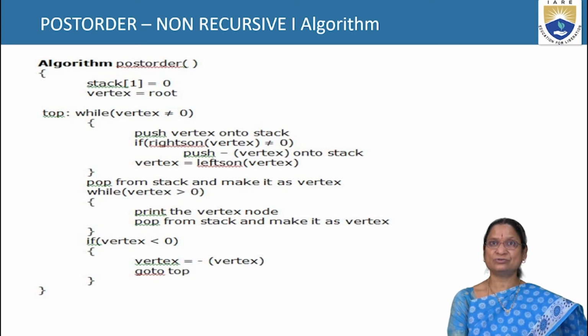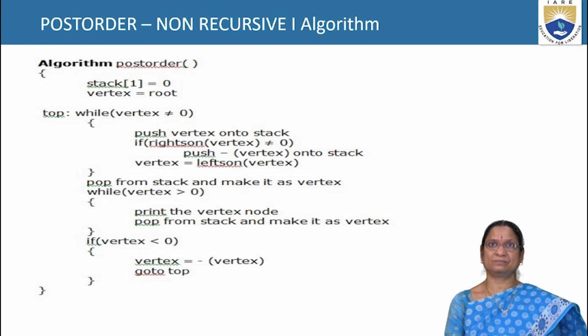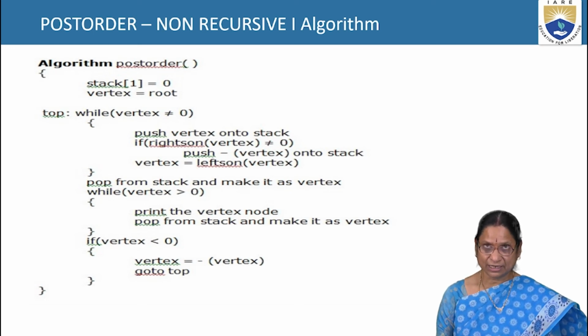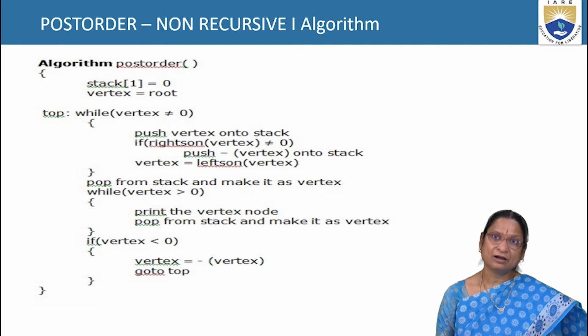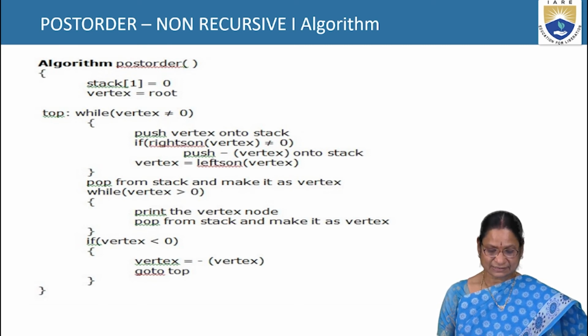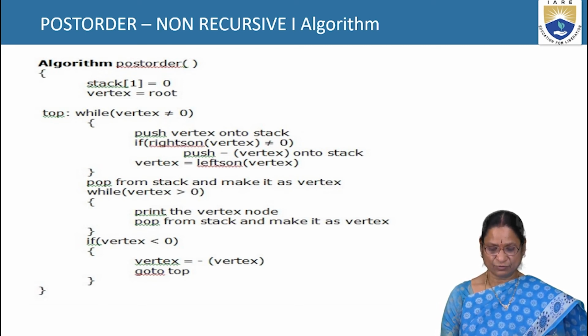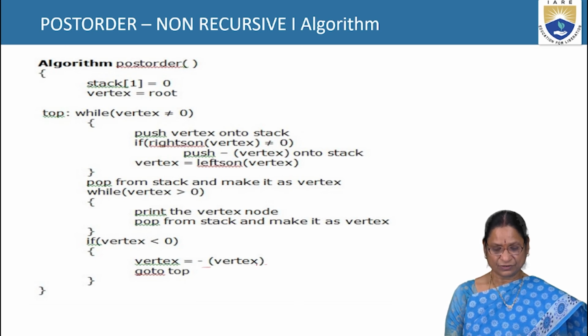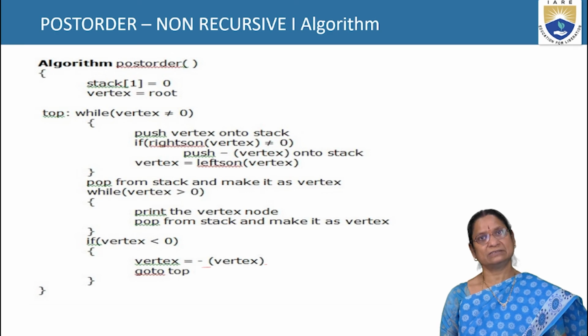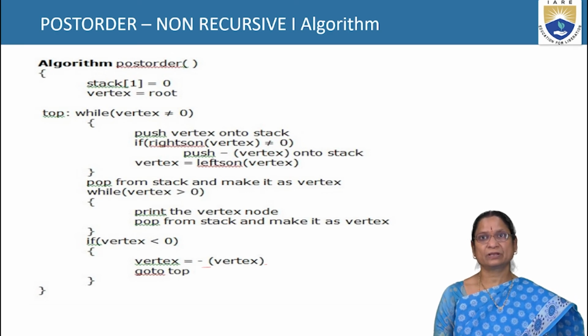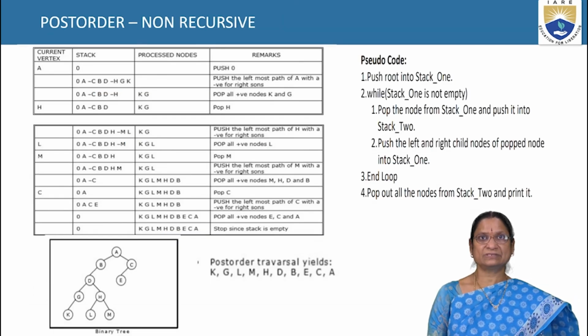Positive means all left nodes, and left node processing means left subtree processing first. That is post-order, which is why. Then we have to process the right. So if the vertex is less than 0, we make it the negative of the vertex, meaning positive again, and move on with the same process. This is how we are processing here.